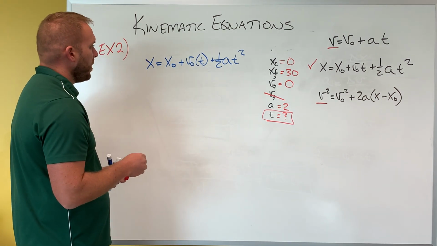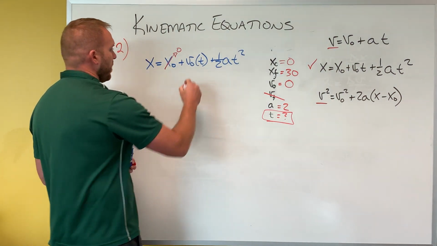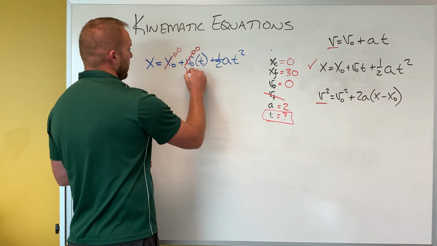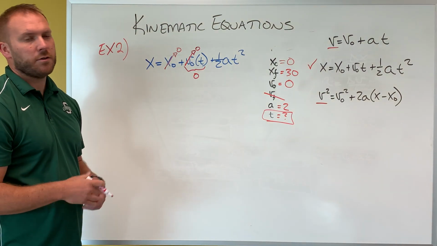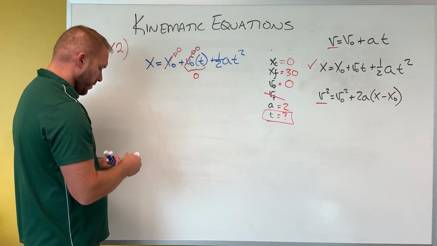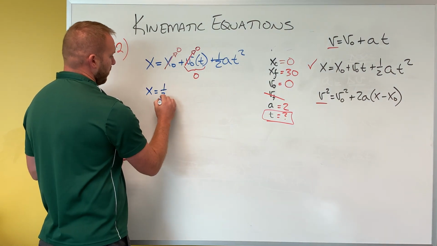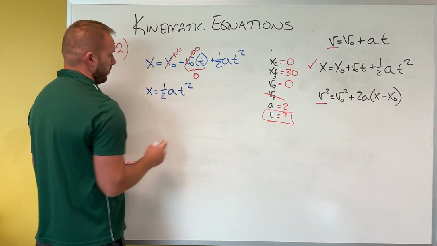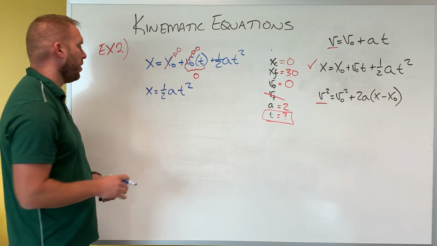For one, my initial position is 0, so we can ignore that. My initial velocity is also 0, and that tells me that those two multiplied together are also 0, because 0 times anything is still 0. So I'm going to rewrite my equation as position equals 1/2 acceleration times time squared. And again, we're looking for time. So I'm going to solve for that before I start plugging in numbers.